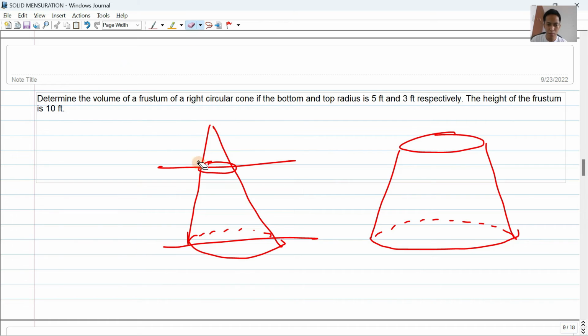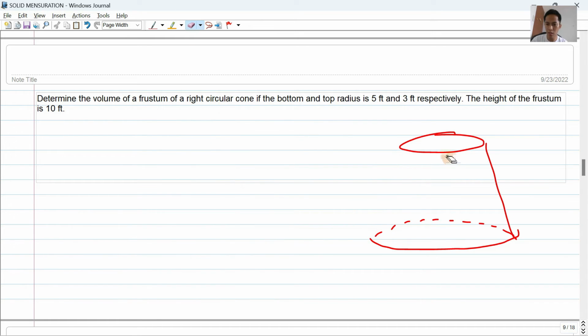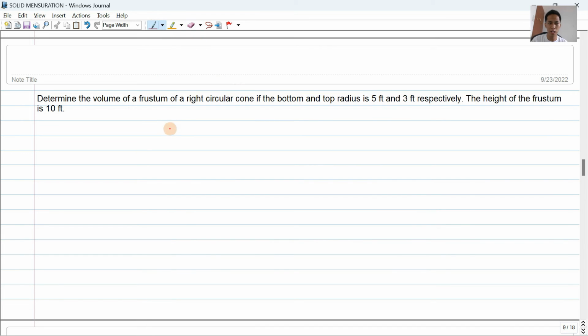Okay? So, in this case, drawing lang natin yung figure, no? Let's just redraw the figure to further analyze this problem. So, we have this, okay, ang top radius daw natin, okay, bottom radius is 5 feet. So, basically, mas malaki yung bottom. Okay? Bottom radius is 5 feet and then yung top radius natin is 3 feet and then yung height natin is 10 feet. So, okay, parang ganito.